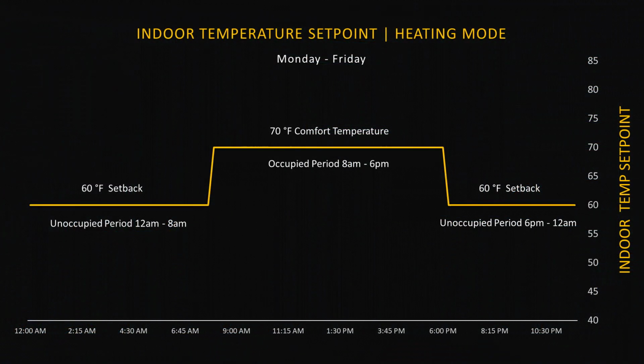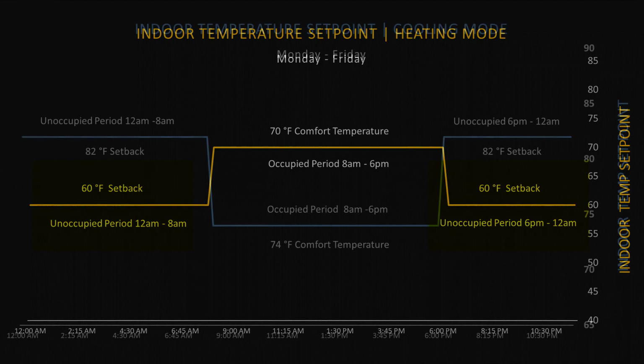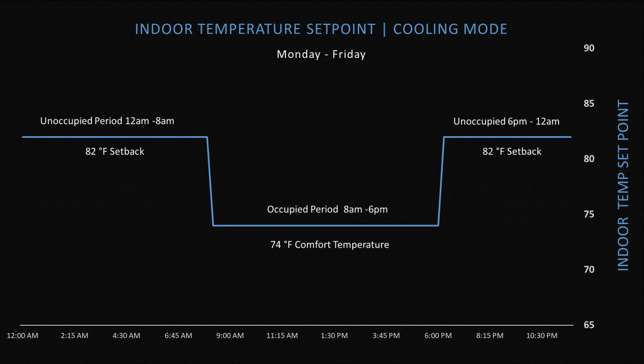Here is a basic office building BAS control strategy for heating operation, illustrating indoor air temperature set points during the occupied and unoccupied periods. Note the 70 degrees Fahrenheit occupied period set point and 60 degrees Fahrenheit setback during the unoccupied period. And here is a basic BAS control strategy for cooling operation. Note the 74 degrees Fahrenheit occupied period set point and 82 degrees Fahrenheit setback during the unoccupied period.